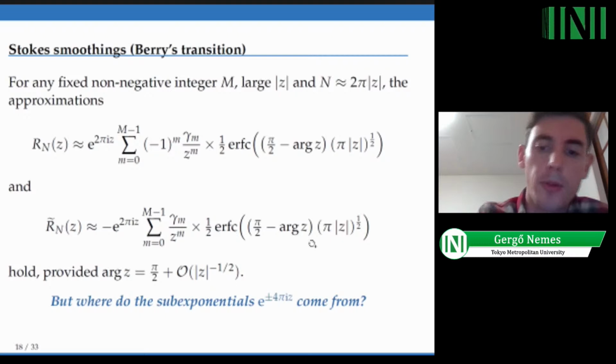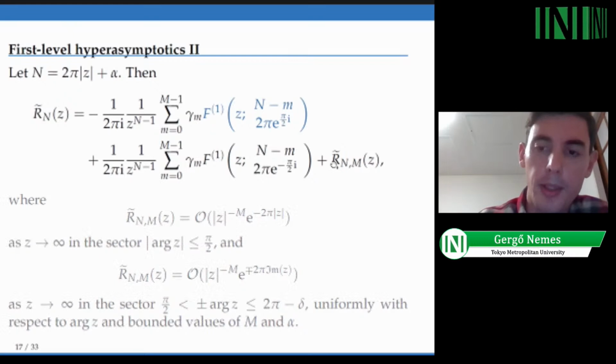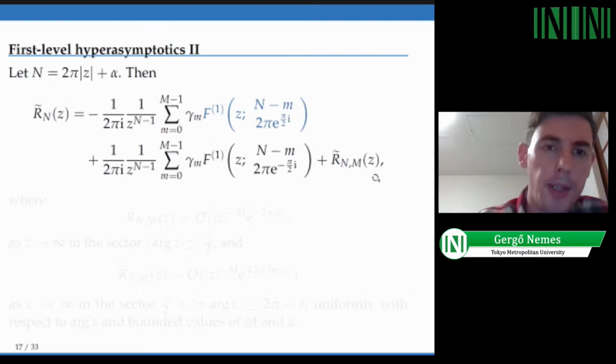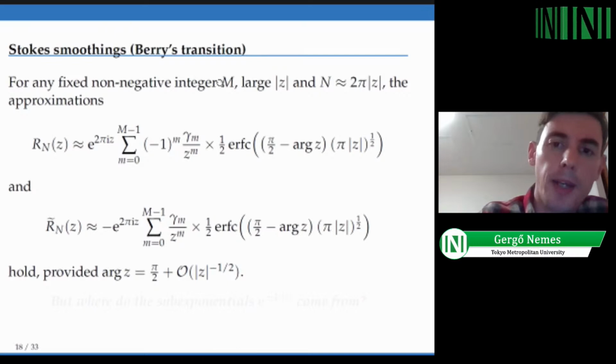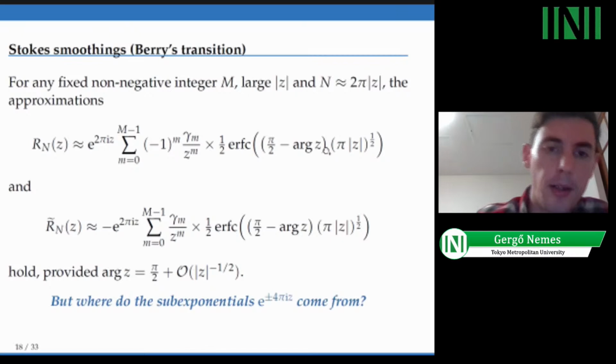The answer is not difficult. They must come from the remainders of the remainders, so from this one and from the other one. But to see them, we have to choose a different truncation scheme. So M has to be large as well. It turns out that M has to be about this size and N has to be about 4 pi times that absolute value.